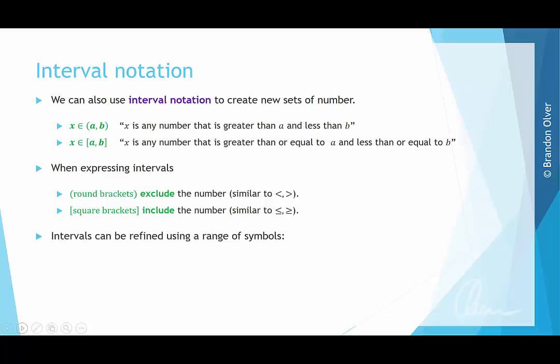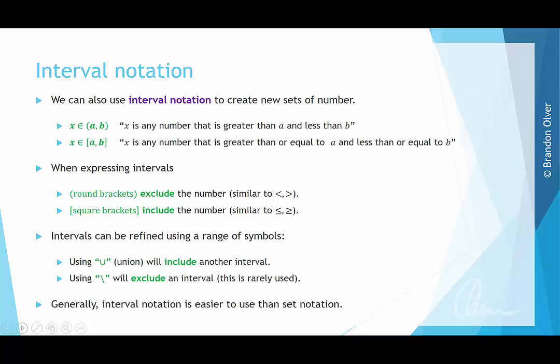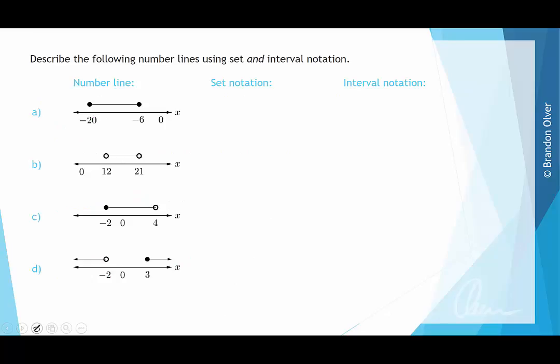Intervals like sets can be refined using a range of symbols. So we can use the union, which will include another interval, or we could use the backslash to exclude an interval, but that's rarely used. In general, you'll probably find that interval notation is easier to use than set notation when you're expressing new sets of numbers. So in this example, we're going to go from a number line and then represent those collections of numbers using set and interval notation.